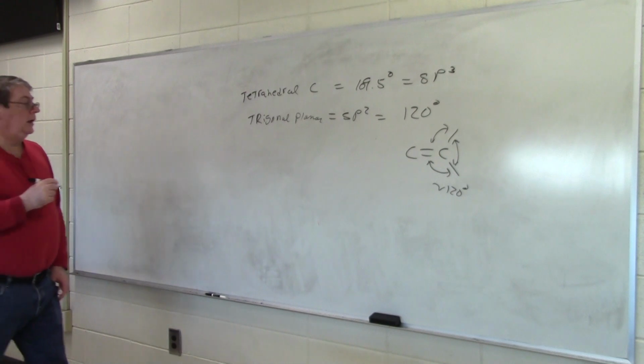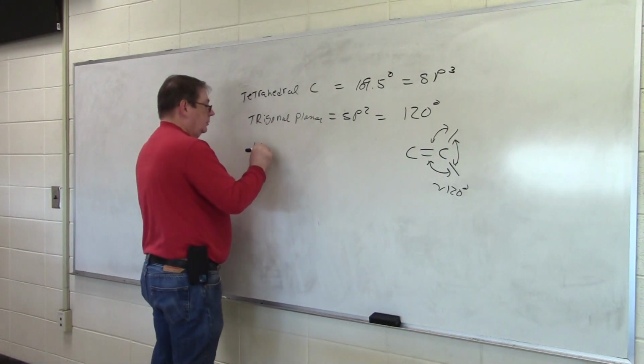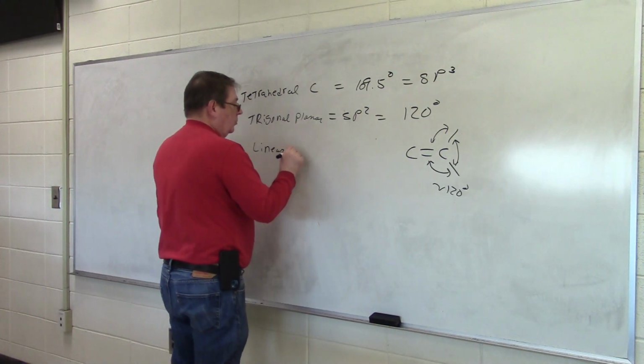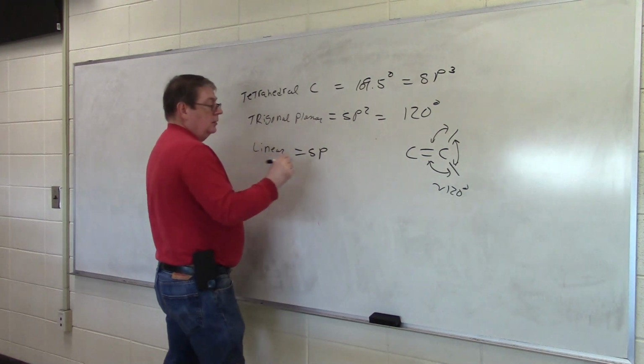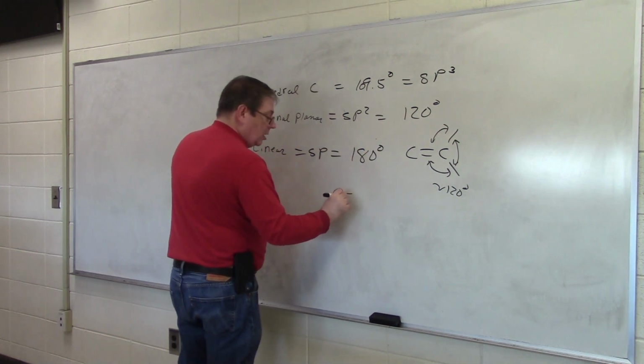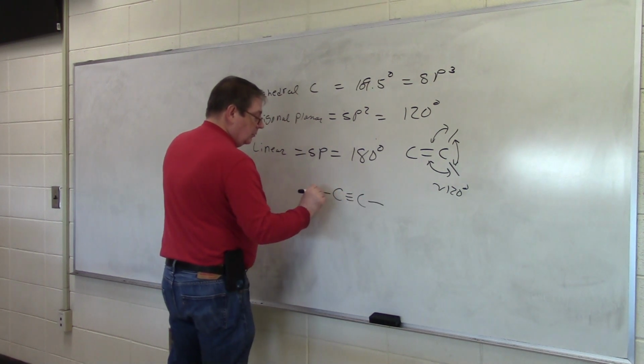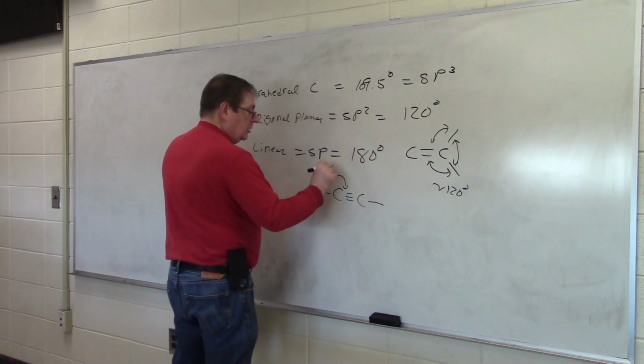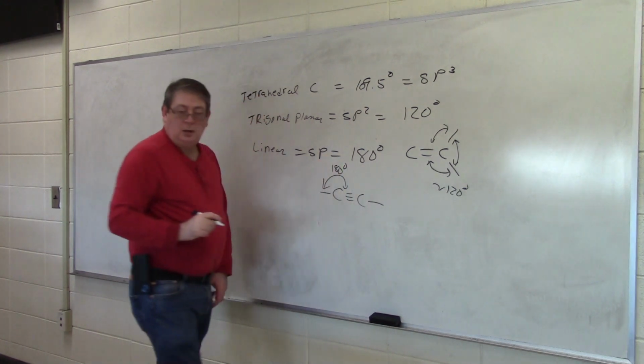Okay. And then for a linear carbon atom, which is an sp, it's going to be 180 degrees. So when you're talking about carbon-carbon triple bonds, these bond angles between here are going to be 180 degrees.